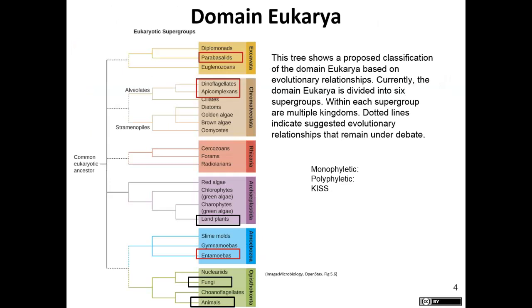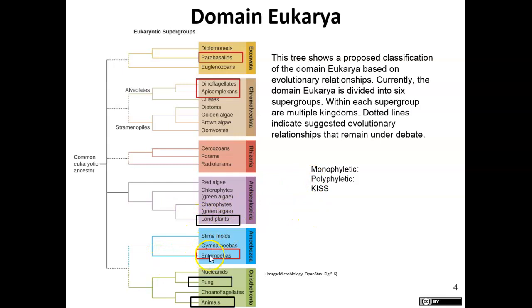This is an evolutionary tree that shows eukaryotic organisms and where we all stem from, that common eukaryotic ancestor down here. If you look up here, you can see that we have multiple groups on this tree, and you can see how closely related organisms are. A monophyletic tree is one in which we have one common ancestor. This is an example of monophyletic. We have animals here, there's their one common ancestor, and all animals stem from that common ancestor. Plants also have one common ancestor.